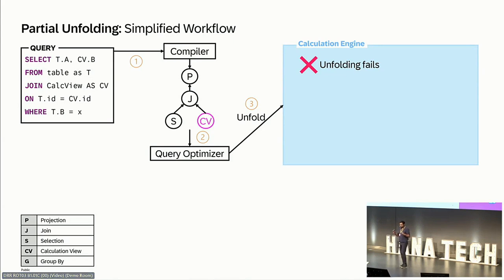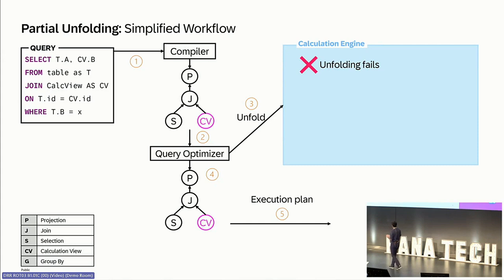So first of all, the user does not get an error. The execution will continue. Actually, it's transparent to the user, but there's implication on the workflow. So what are these implications? So we cannot replace this node with its equivalent. It will stay as is, as a black box, as a calculation view that neither the calculation query optimizer nor HEX can execute. And all the way to the execution, it will stay as a black box that only the calculation engine can execute.